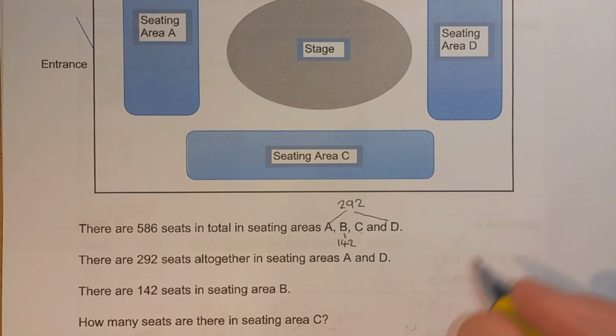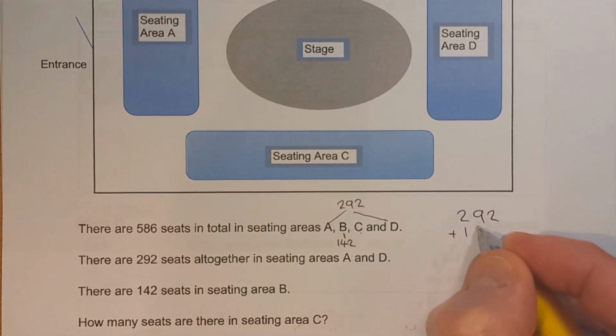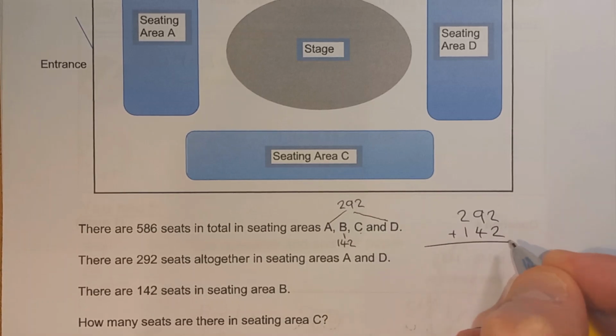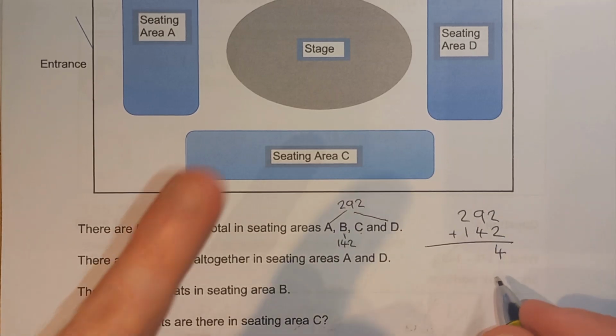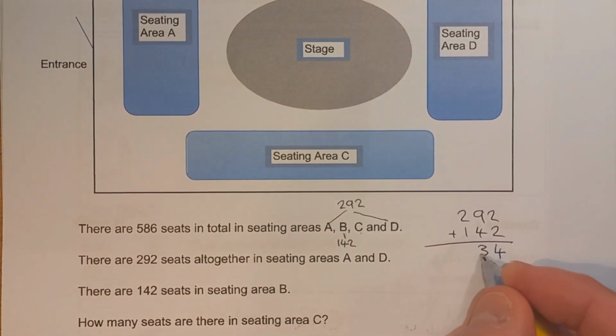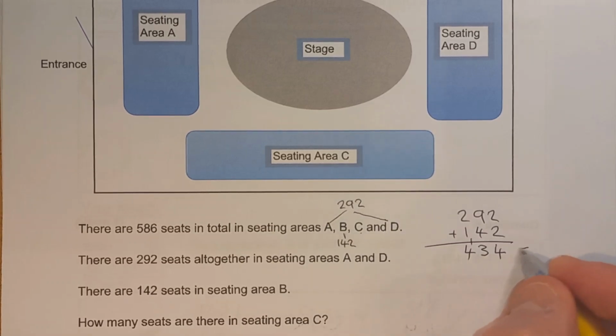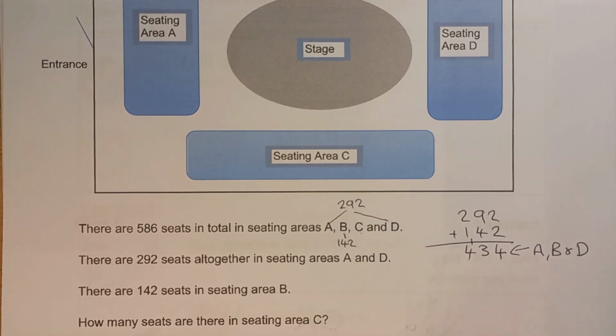So let's do that first of all. So 292 plus 142. 2 plus 2 is 4. 9 plus 4, we'll start with the 9, 10, 11, 12, 13. So 3 carry the 1. 2 plus 1 is 3, plus another 1 is 4. So that is the total for A, B, and D.